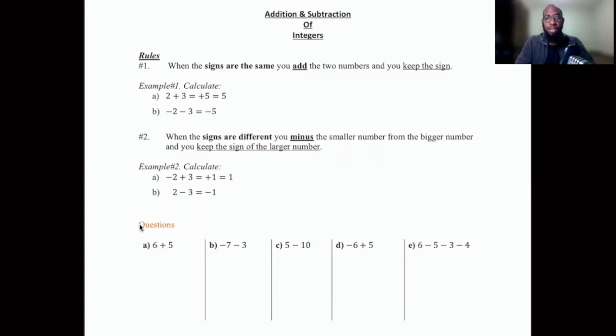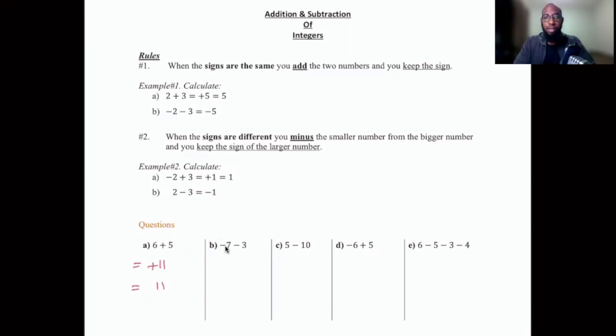All right, let's take a look at question E, 6 plus 5. All right, so are the signs the same? Yes, the signs are the same. In front of 6, we have a positive sign. In front of 5, we have a positive sign. So when the signs are the same, you add the two numbers and you keep the sign. So 6 plus 5 is 11, and the sign we are keeping is positive. Now remember, we don't write plus 11. It's not that you get it wrong, but you look less skillful. So you just simply write 11.